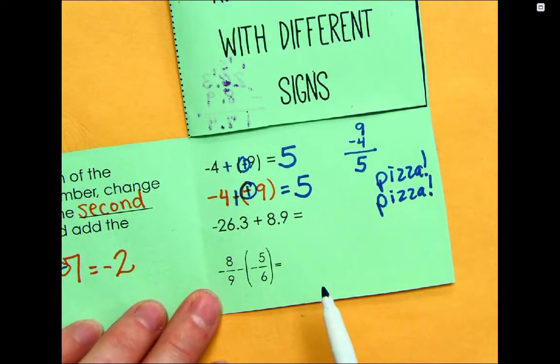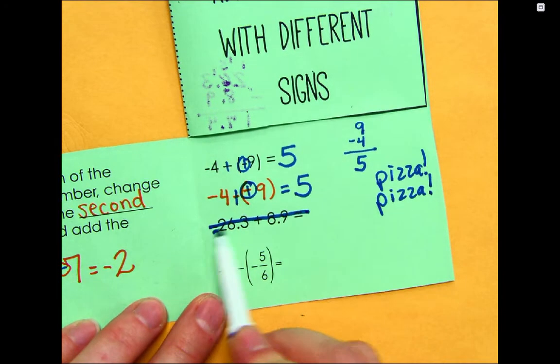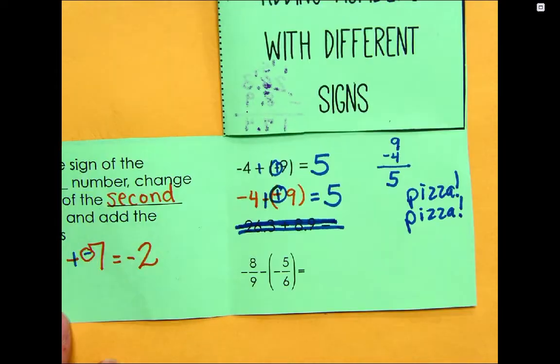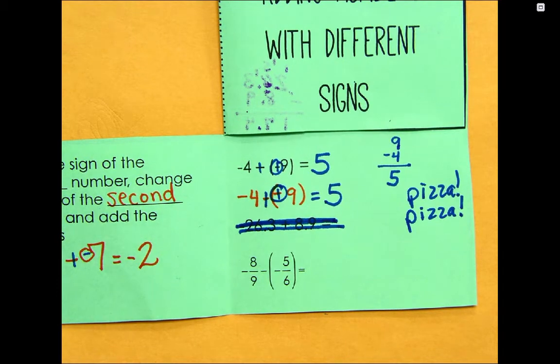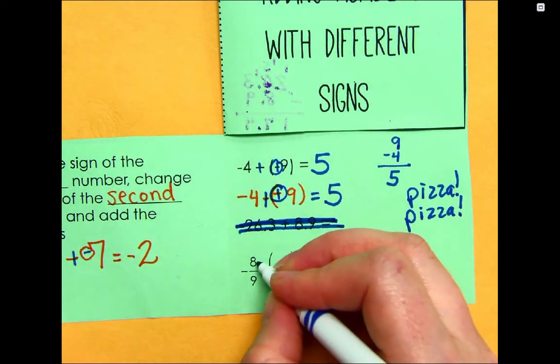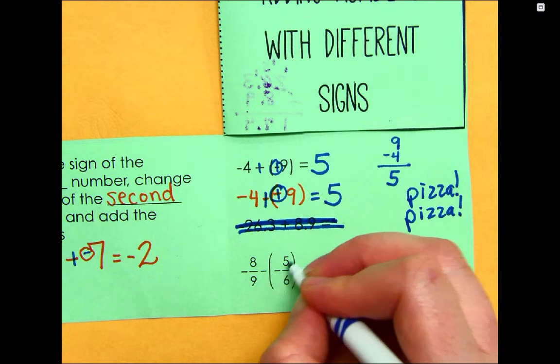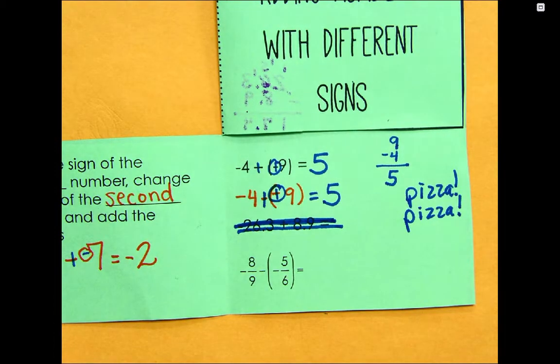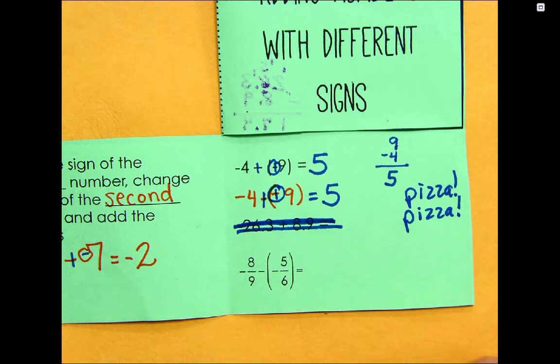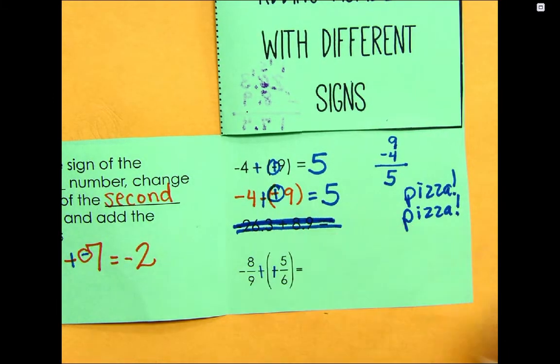Okay, this next one, it's the same example as the previous, so we're going to skip that. We're going to go on to the next one. So I have a negative 8/9 minus a negative 5/6. So first off, what do you see? Double negative. Any double negative, pizza, pizza. So now it's negative 8/9 plus 5/6.